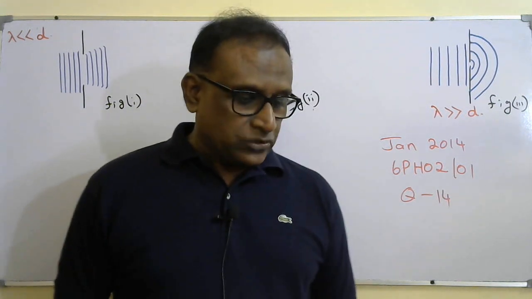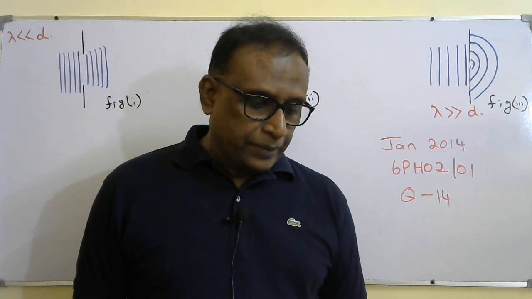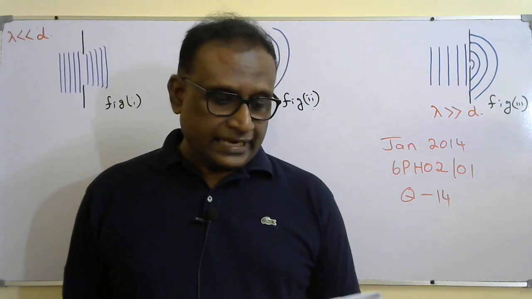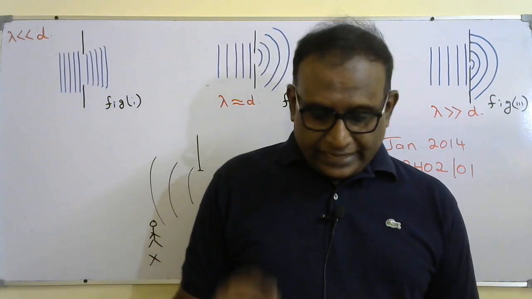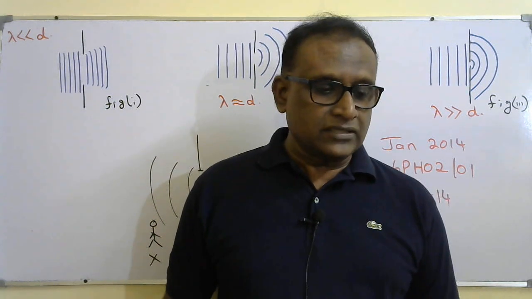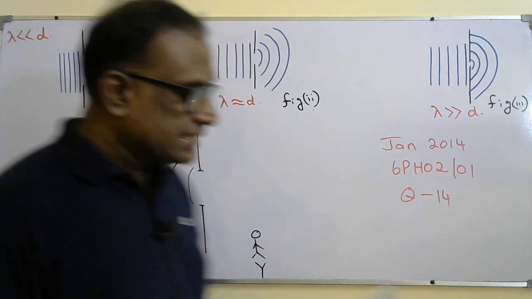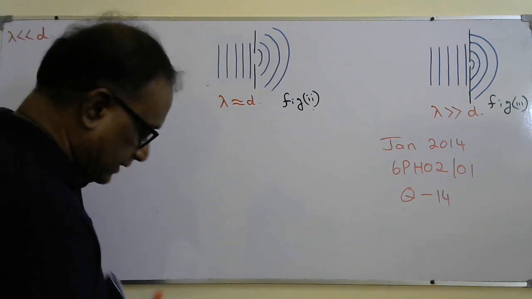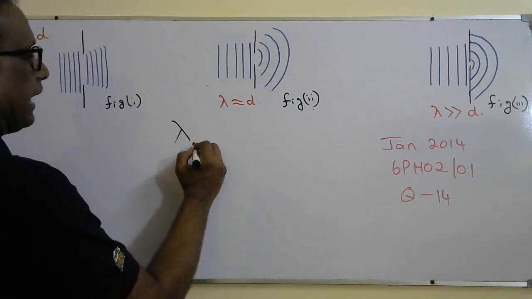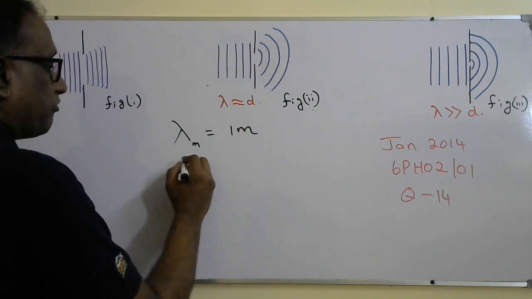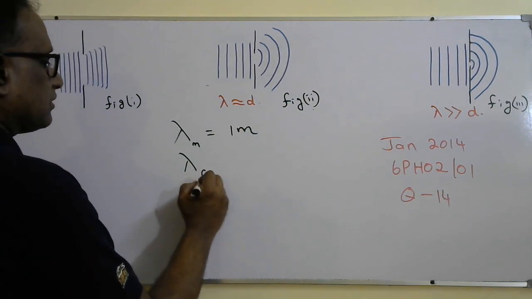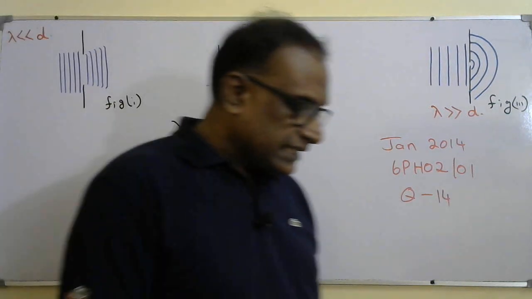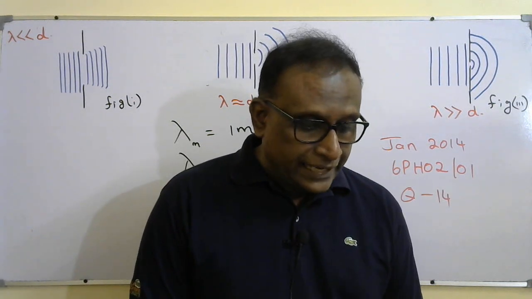The second part of that question, it is suggested that a male voice may be heard in this way more effectively than a female voice. So in the question, they are giving it at the start of A part, the peak wavelength for the male voice is 1 meter. For wavelength of male, I put lambda m 1 meter. For female voice, lambda f 0.3 meters.